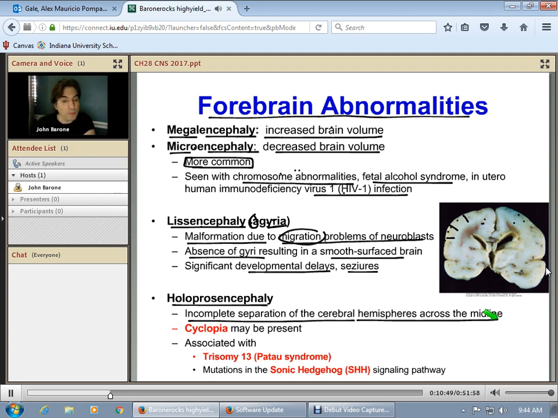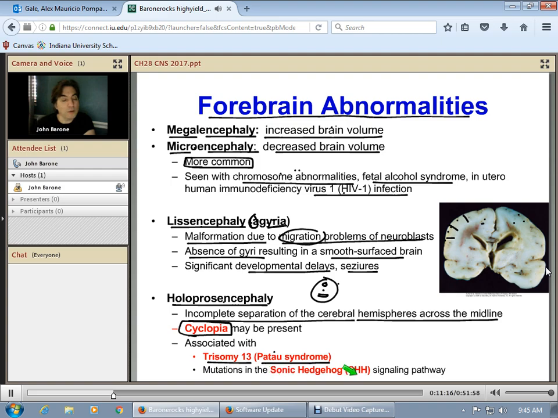Now, if you have one brain, you often have one eye. We call this a cyclops baby. Doesn't have to have it, but they often have a cyclops baby. So they'll show you the baby. There's his nice mouth, nice nose, and they got one eye. One eye. That's a cyclops baby. Now, I want you to associate this with trisomy 13, which is Patau syndrome. So they have microcephaly and they have holoprosencephaly very briefly.